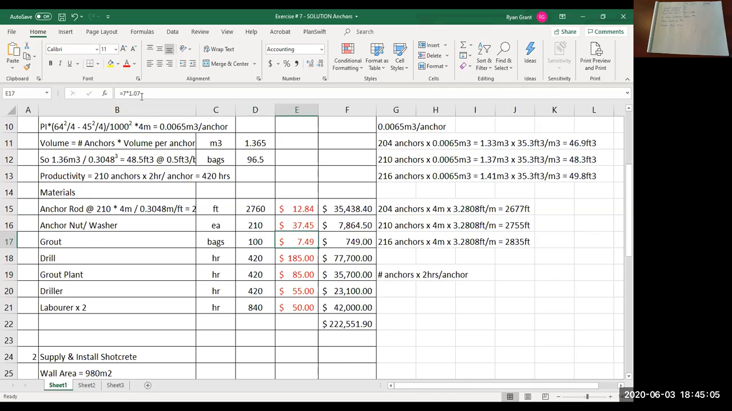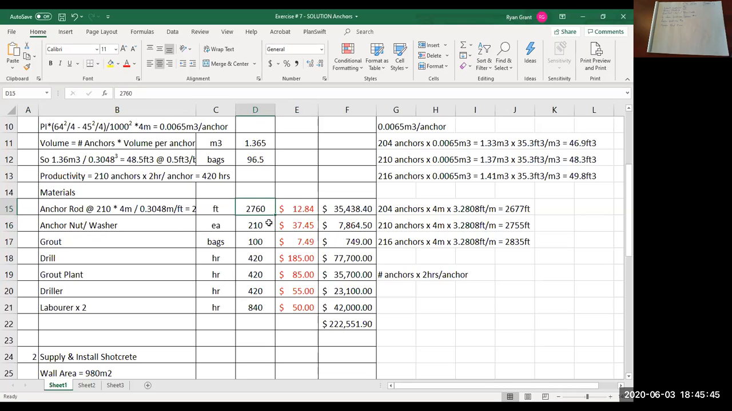For the grout, you had to add PST. So you did $7 per bag times 1.07, which is $7.49 per bag. So that includes PST. There was 1 anchor nut / washer assembly per anchor. So again, depending on the number of anchors that you calculated, you would have the same number of anchor nut / washer assemblies. Again, you would add your PST to that unit rate, so $35 times 1.07.